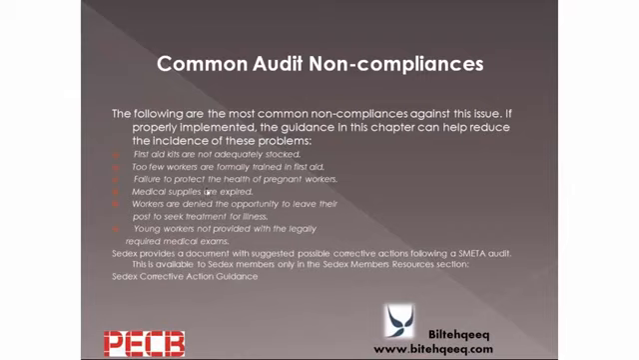And next is the failure to protect the health of pregnant workers. It is the responsibility of the organization to protect pregnant workers or expectant mothers. Some organizations are not taking care of pregnant workers, and somewhere the medical supplies are also expired. The items of the first aid kit are found expired.